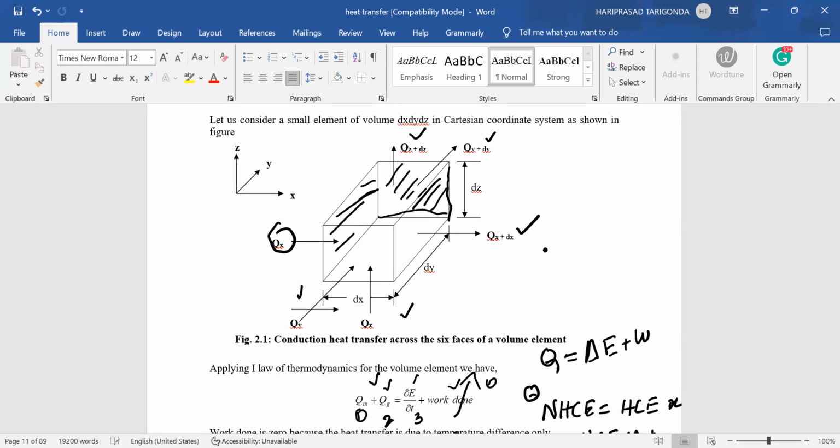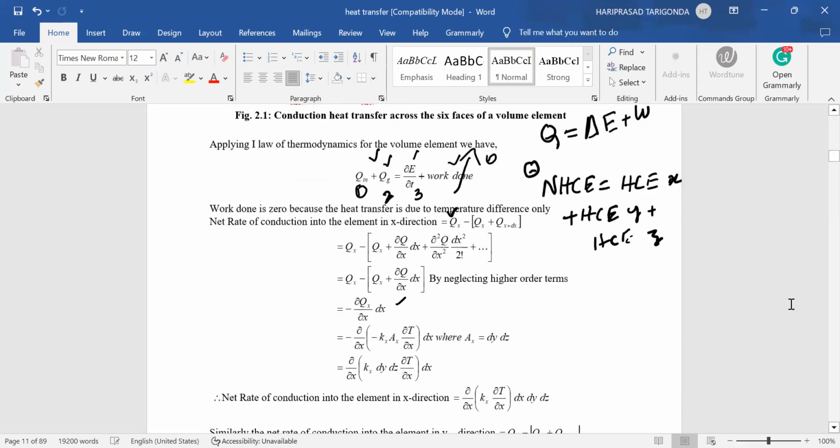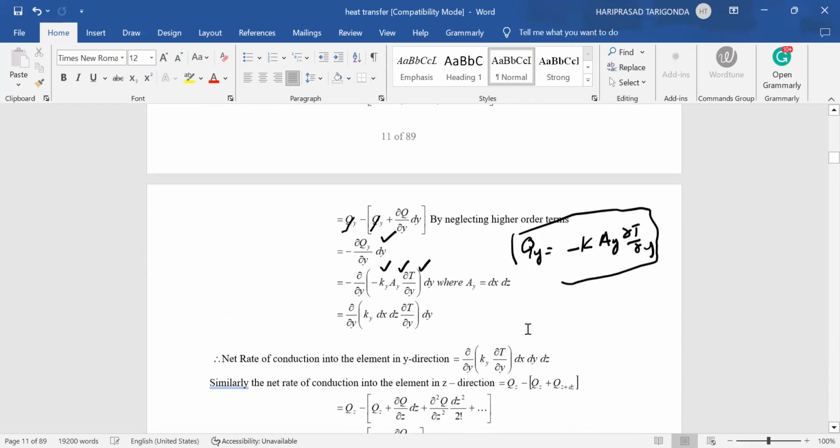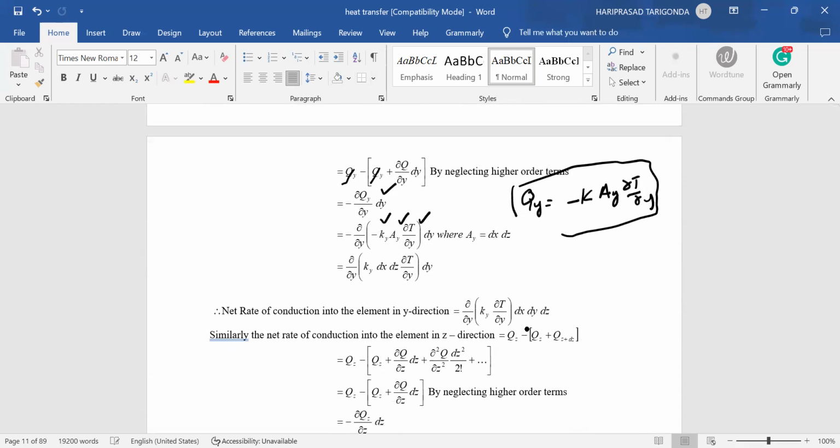Therefore, the area of the element in y direction will be dx into dz. Same thing substituted here, dx into dz. So finally you will get ∂/∂y of k dx dz ∂T/∂y into dy. If you assume k is uniform throughout the material and dx dy dz are constants, we can take them out of the differentiation. So finally you will get ∂²T/∂y² into k dx dy dz.